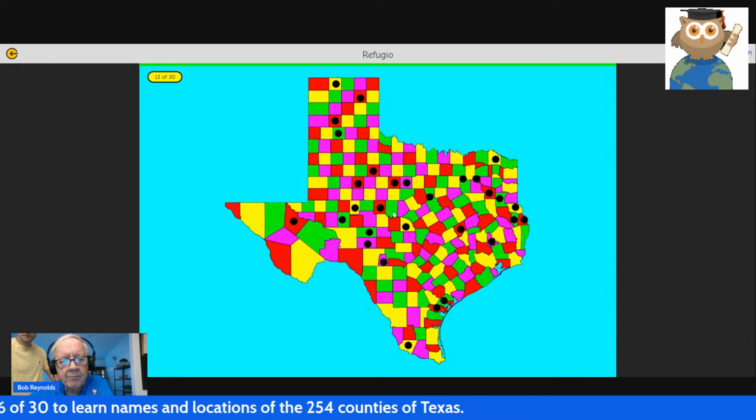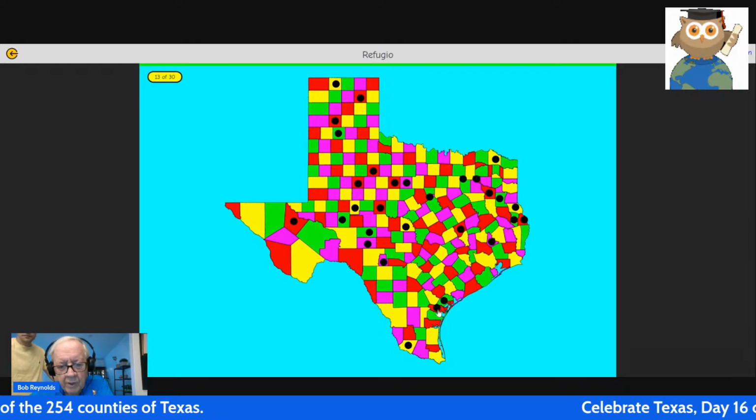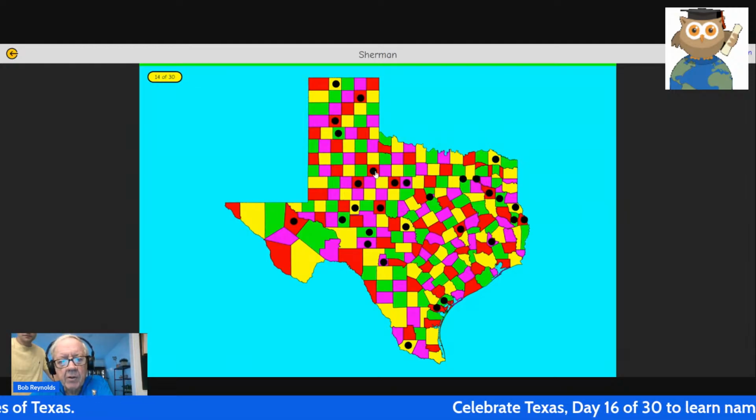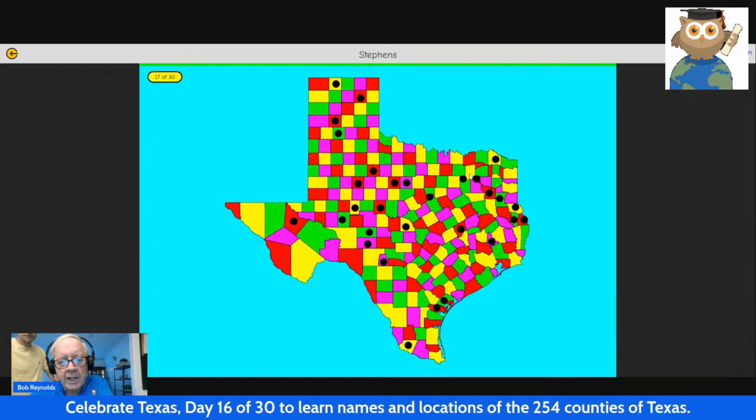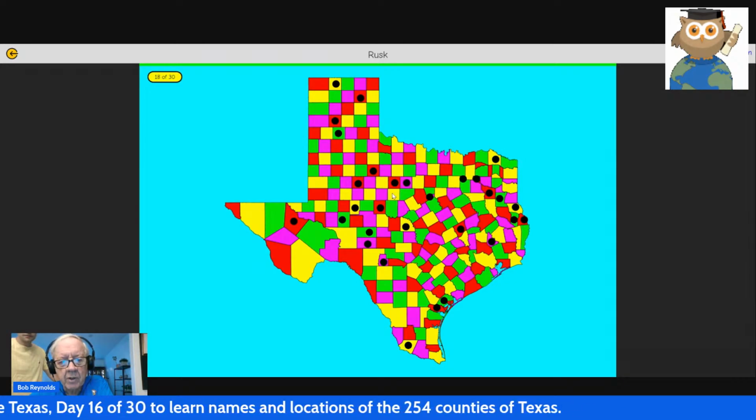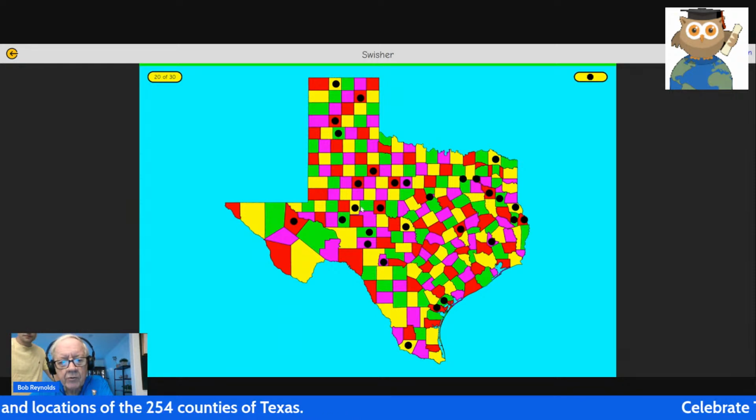Scurry, Refugio. Okay, the Refugio, San Patricio. This is Refugio. Sherman at the top. Stonewall. Red River, right on the Red River County, right on Red River. Stevens. Rusk, Star at the bottom. Russ Swisher. We've answered 21 so far.